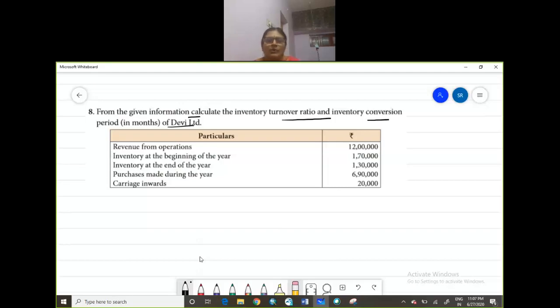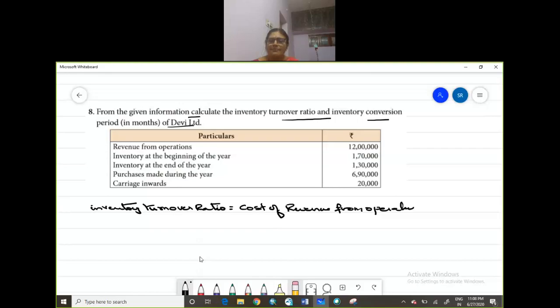So they've given you revenue from operations, inventory at the beginning of the year, inventory at the end of the year, and purchase during the year. And then they've given you carriage inwards as well. Now you're supposed to calculate inventory turnover ratio. So what's the formula for inventory turnover ratio? Cost of revenue from operations divided by average inventory.